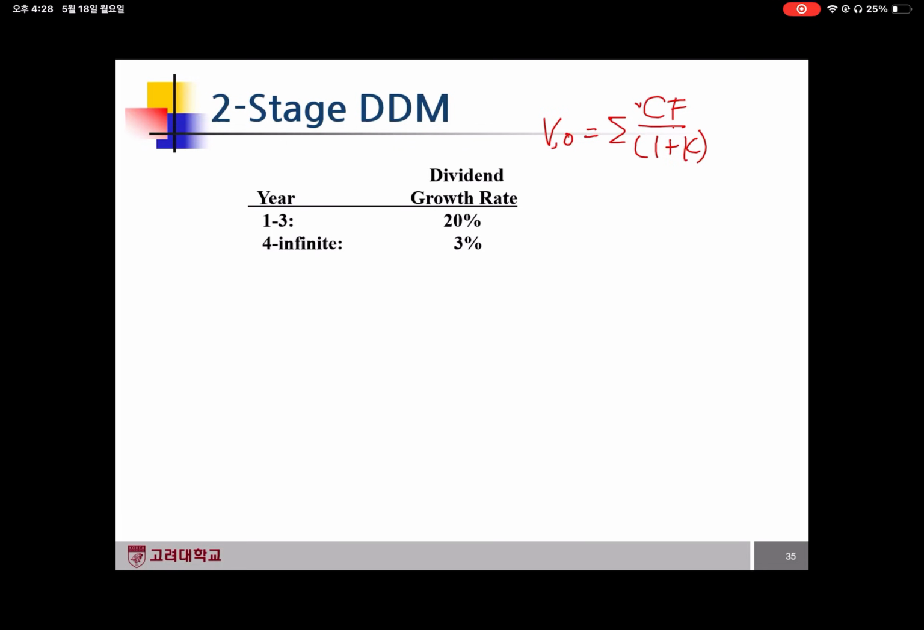And since we assume the firm is an ongoing business, you will get a cash flow to the infinite period of time. So your time period is from 1 to infinity.